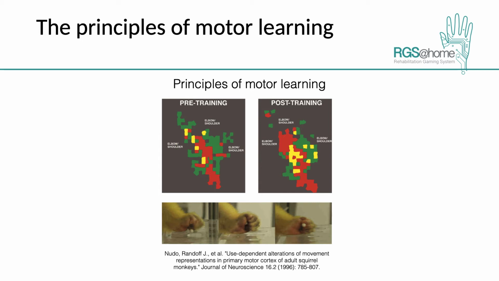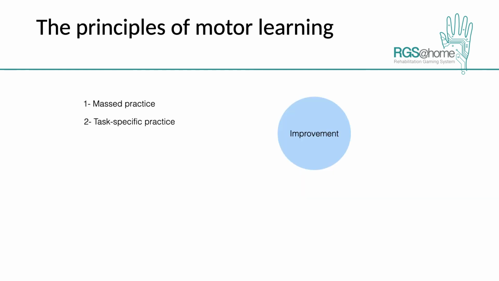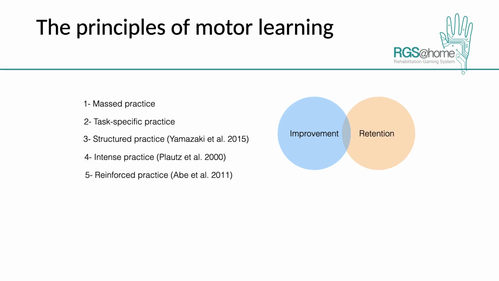So it's targeting specifically those movements that are challenging. And these are the two main principles that support improvement and recovery, or relearning, of motor skills. But this is not enough, because if we want to optimize rehabilitation, we also need to provide therapies that are grounded on motor learning principles that promote not only improvement but also the retention of those skills that are relearned.